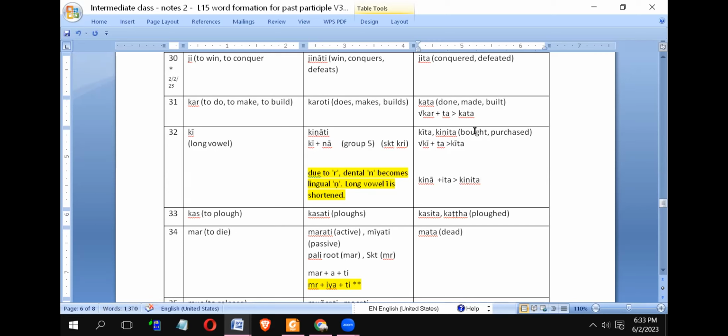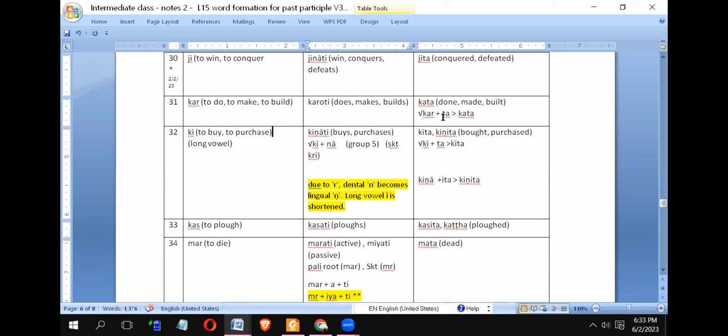So when you put the past participle, you can write it like this: bought, purchased, alright? So the root ki will be to buy, to purchase. Okay, so this one will be buys, purchases. And then you just need to put it for yourself. That's why I suggest you all do the writing. Then you can put the tick, ki plus the conjugation sign number 5.